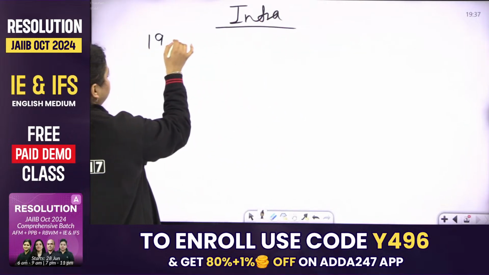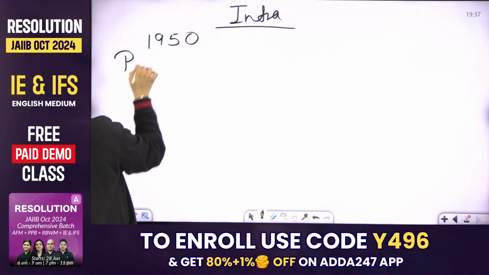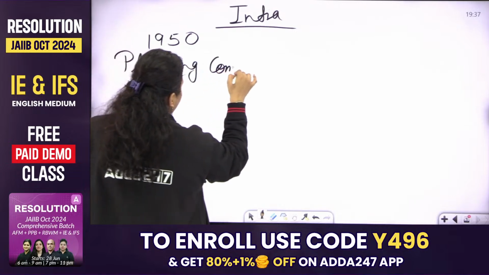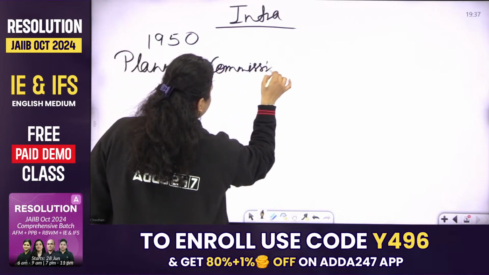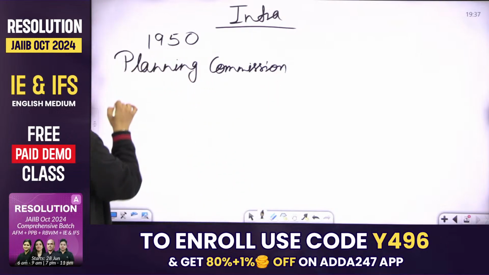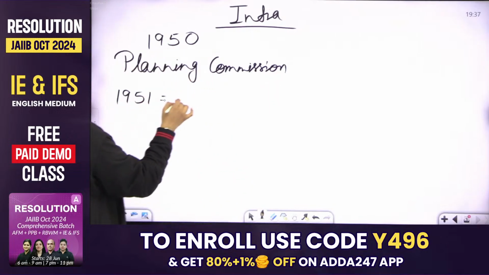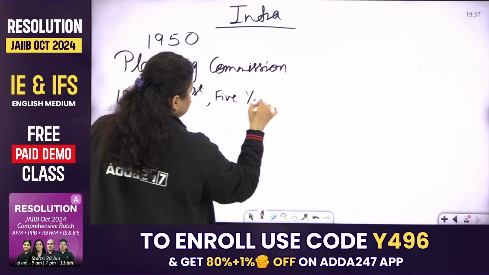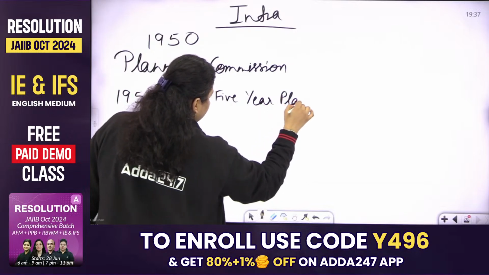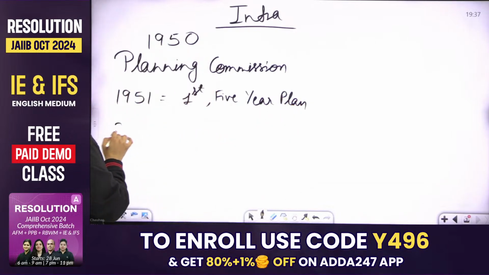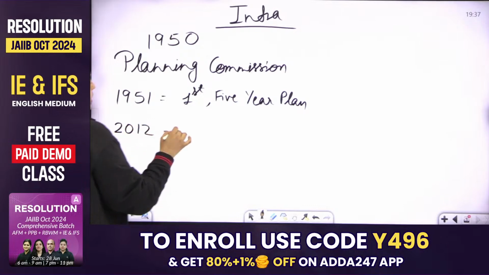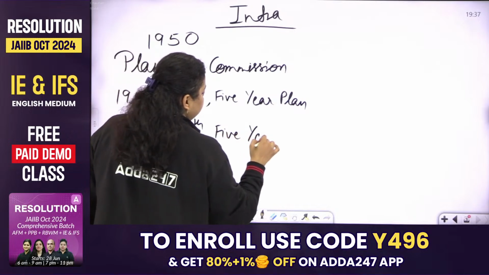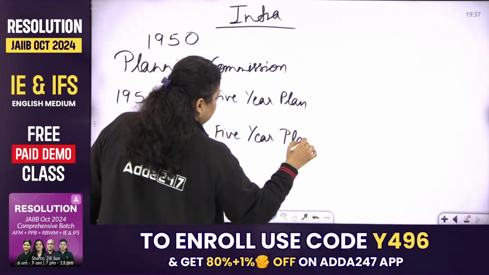So in 1950, the Government of India established the Planning Commission, and this economic planning task was given to it. From 1951, it started making the first 5-year plan, and the last 5-year plan was introduced in 2012. That was the 12th 5-year plan. So a total of 12 5-year plans were introduced by the Planning Commission.